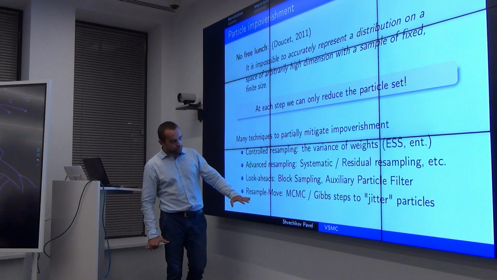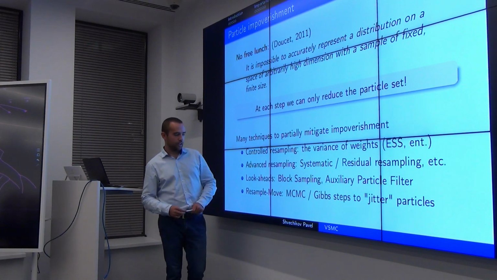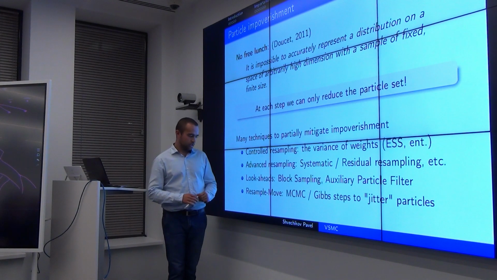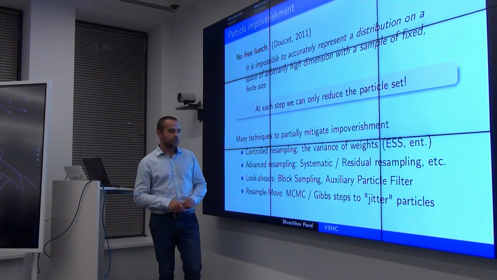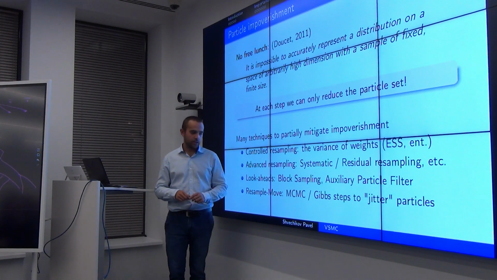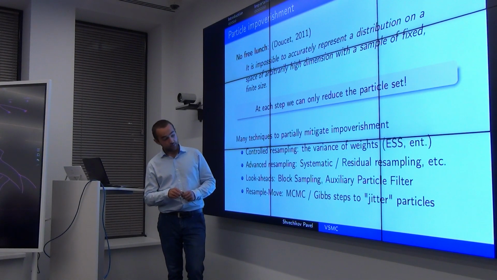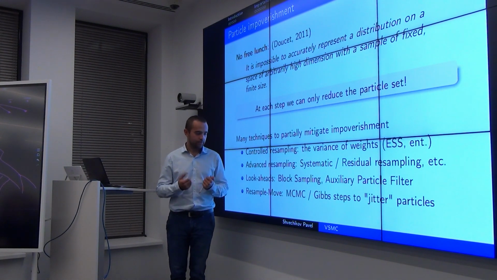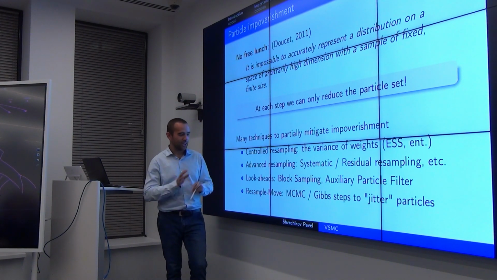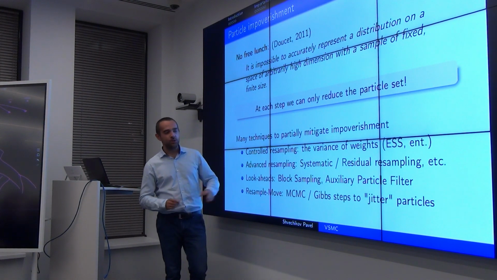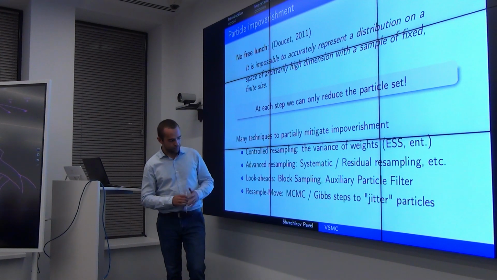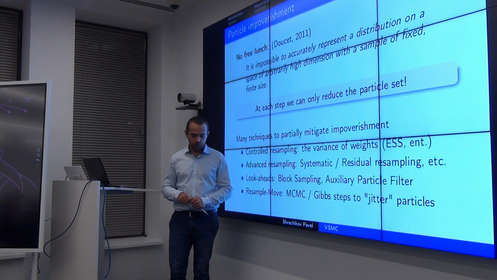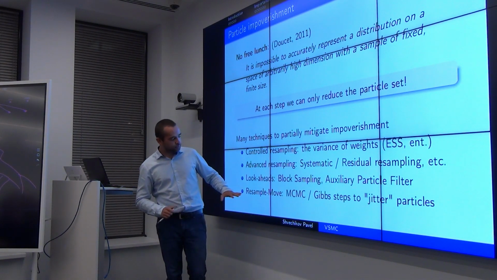And the last thing I would like to bring to your attention is the resample-move technique. This is a very interesting technique. This is a technique which may be used with neural networks, and maybe this will be some prominent future research direction.